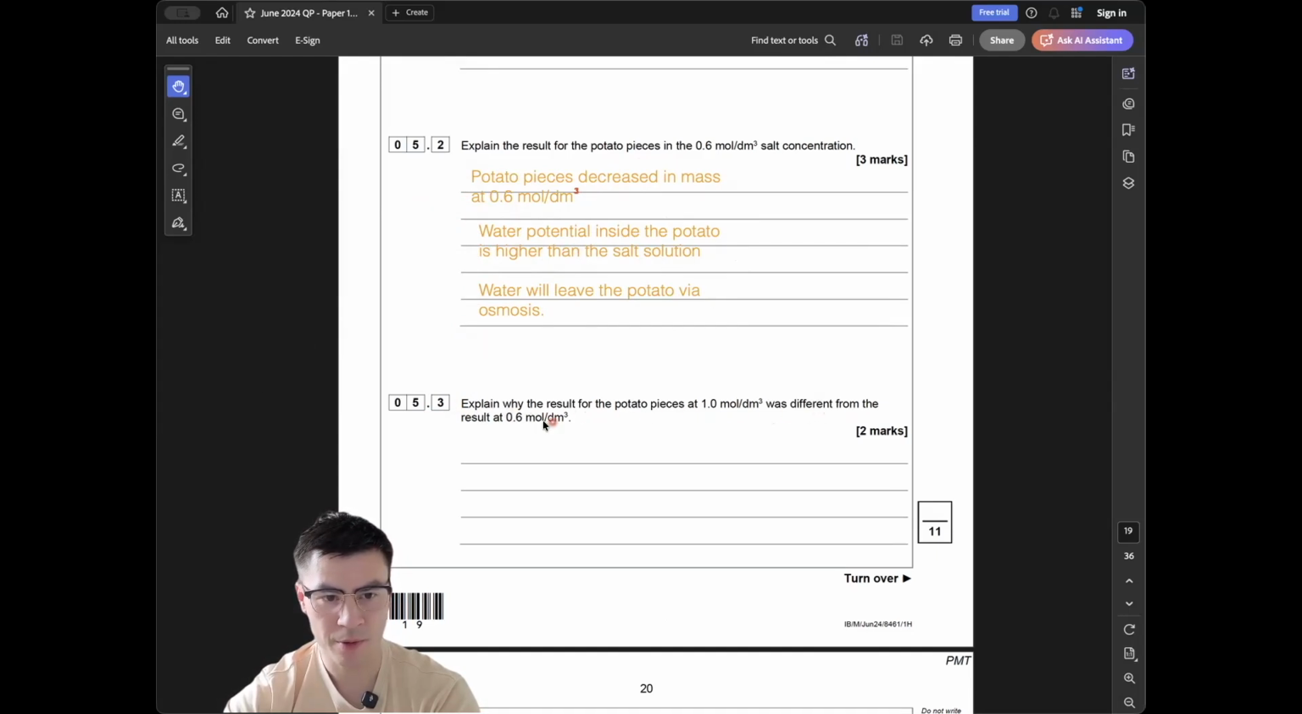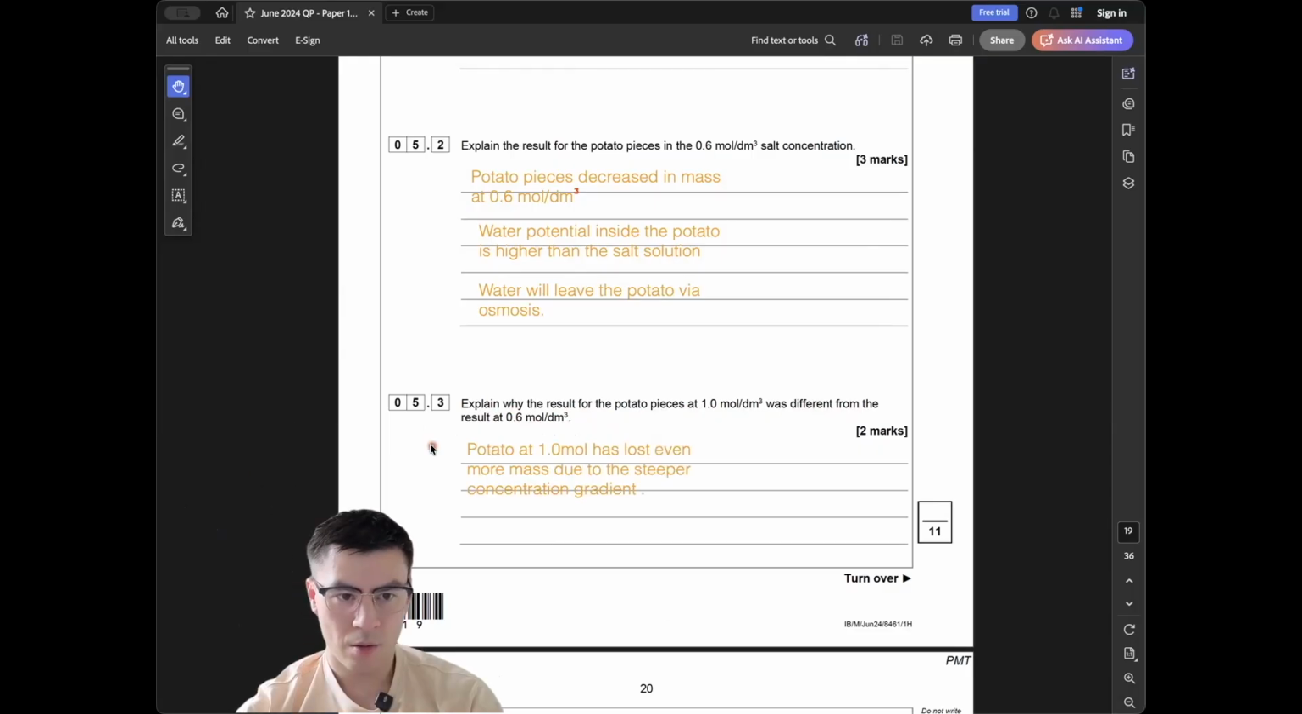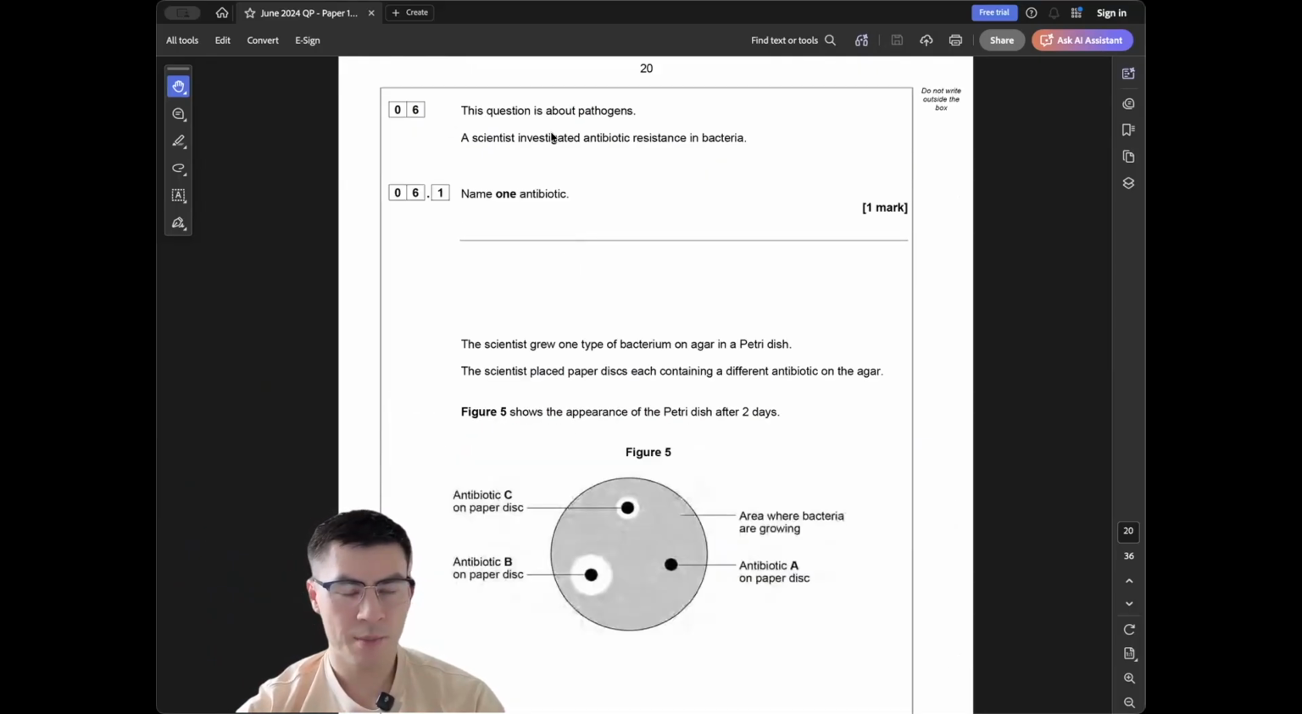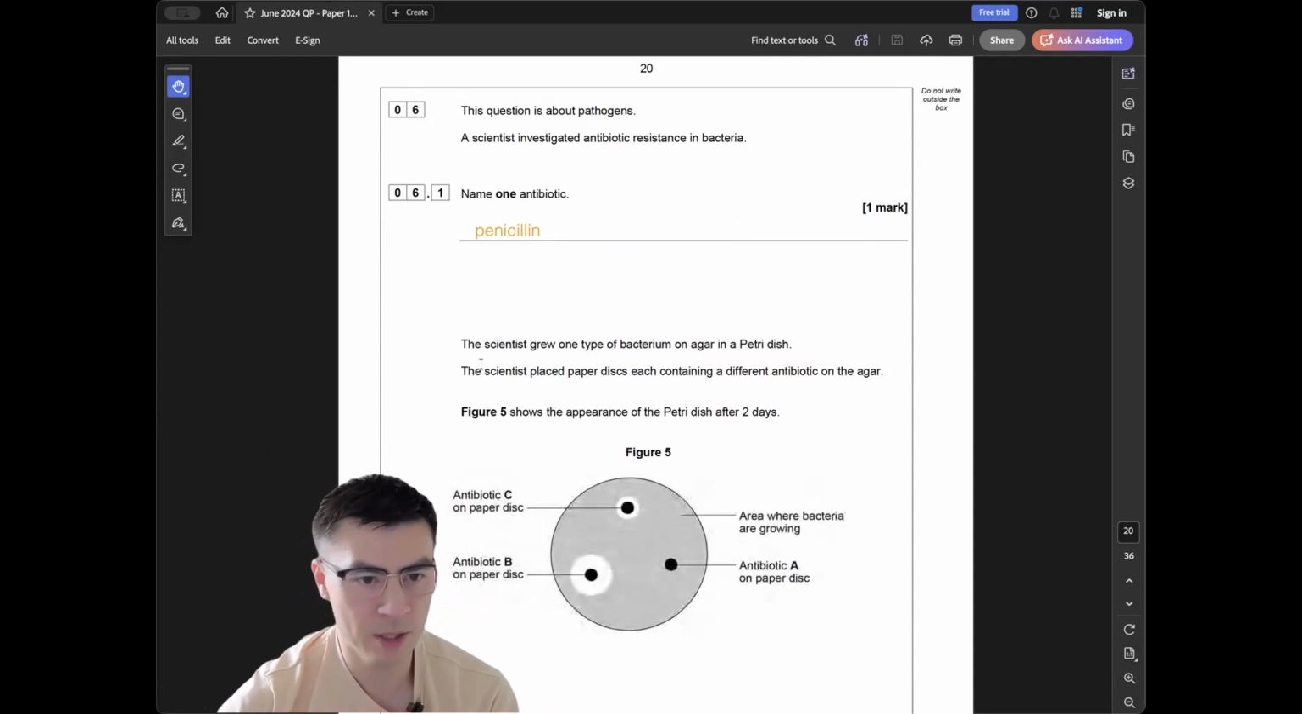molar was different from the result at 0.6。OK for 2分，其實唔使講咁多嘢，你就要 note down 佢係 lost even more mass。個 reason 係因為佢個 concentration gradient 係更加大。Okay, question 6. The question is about pathogens. A scientist investigated antibiotic resistance in bacteria. Name one the antibiotic. 咁佢最 common 嗰個就係 penicillin。The scientist grew one type of bacterium of agar in a petri dish. The scientist placed paper discs, each containing different antibiotic on the agar. The shows the appearance of the petri dish after 2 days.